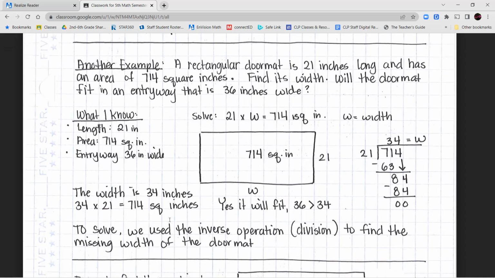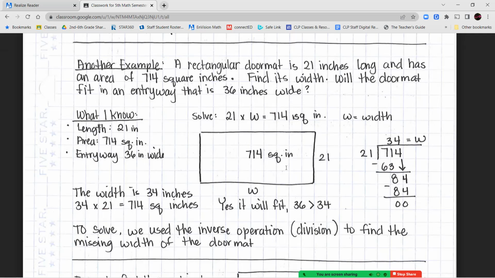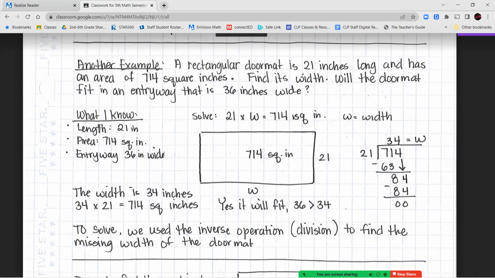Let's take a look at our next example. It says a rectangular doormat is 21 inches long and has an area of 714 square inches. Find its width. Will the doormat fit in an entryway that is 36 inches wide? Okay, so let's take this apart. I know that the length is 21 inches, and I know the area is 714 square inches. And the entryway that I'm thinking of putting it in is 36 inches wide.